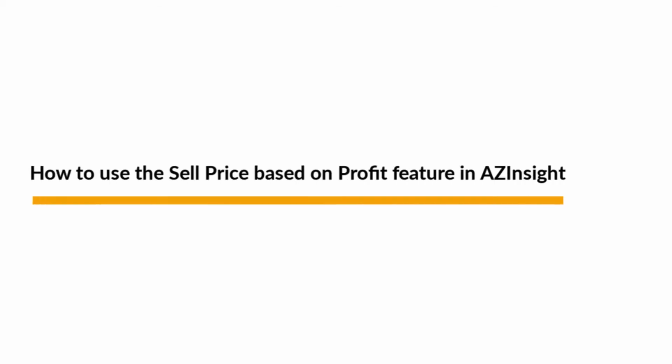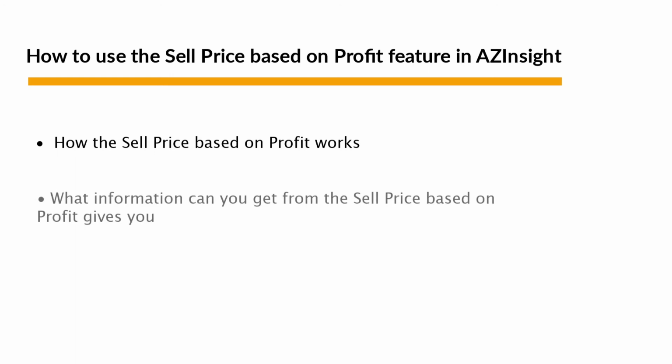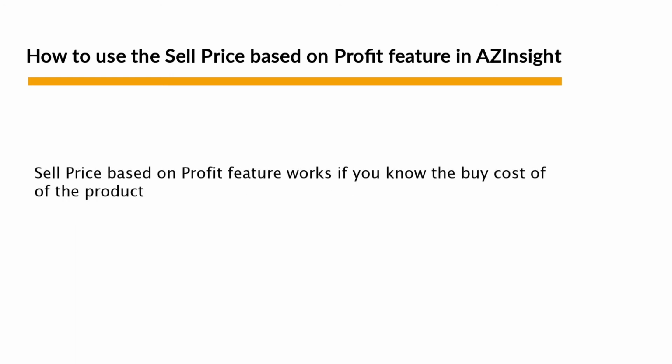In this video, we're going to be looking at the sell price based on profit feature found in AZInsight. We're going to look at how it works and what information it gives you. Keep in mind, the sell price based on profit feature works by taking into account your buy cost. So you must know your buy cost in order to use this feature.